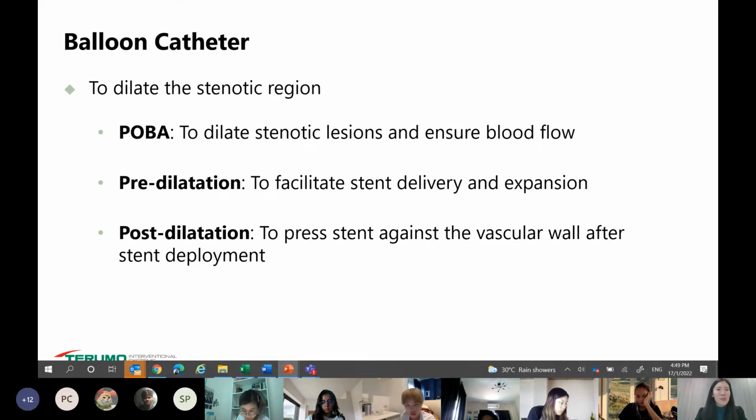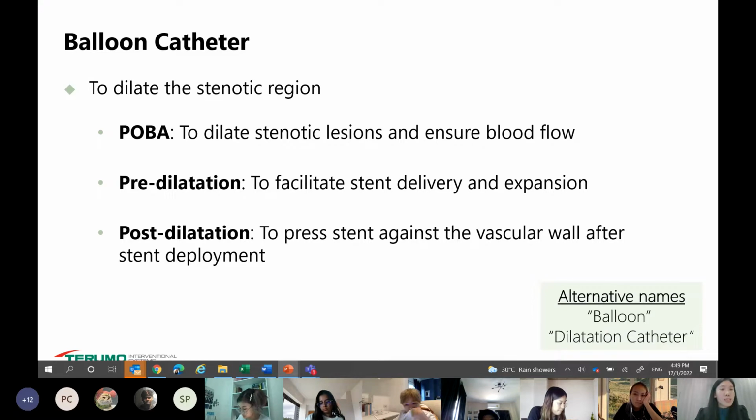Balloon is actually one of the more important devices in PCI. Basically, it's used to dilate the stenotic region. Initially it's used as POBA, so it's called plain old balloon angioplasty. Like what I mentioned previously, it's used for dissection, for compression, and for stretching of the lesion, to allow for blood flow again.